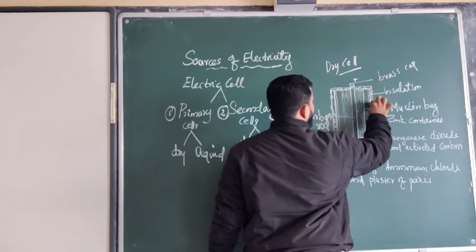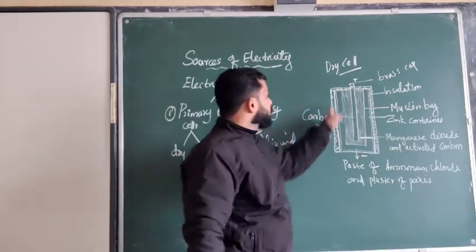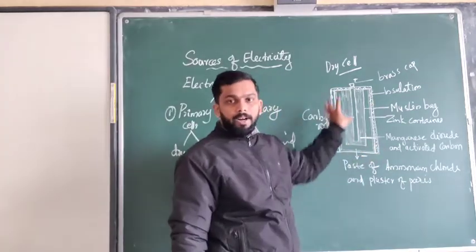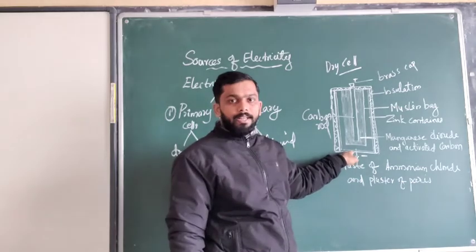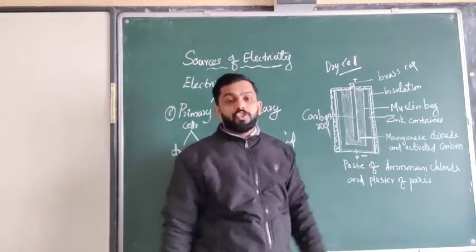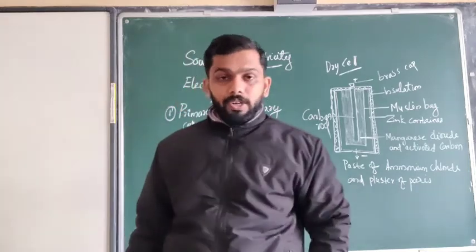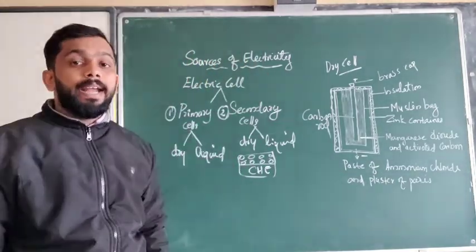That means it is not a conductor, it is not conducting electricity, it is an insulator. So these three sides will be covered with an insulator and the bottom side will be free with the zinc container. That means we have to connect them. This is the structure of a dry cell, a cross-sectional view of a dry cell.